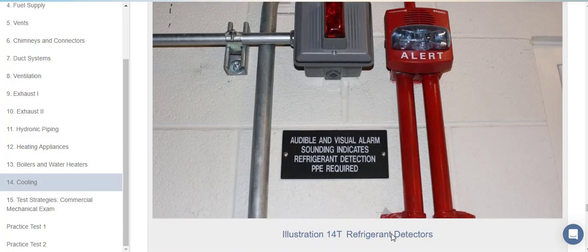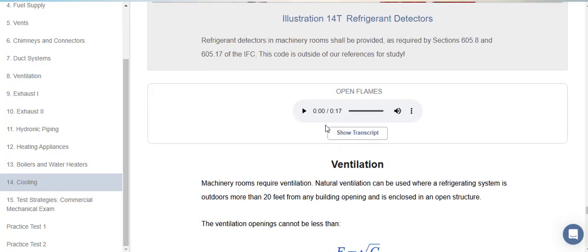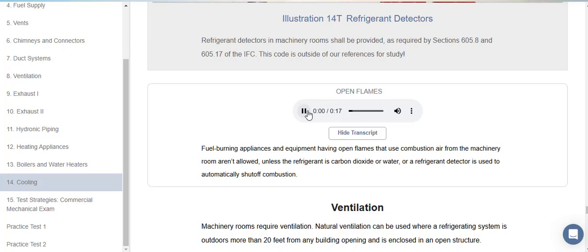Illustration 14. Refrigerant detector. A refrigerant detector in a machinery room shall be provided as required by section 605.8 and section 605.17 of the IFC. This code is outside of our reference for this study. Open flames. Fuel burning appliances and equipment having open flames that use combustion air from the machinery room are not allowed unless the refrigerant is carbon dioxide or water, or a refrigerant detector is used to automatically shut off combustion.